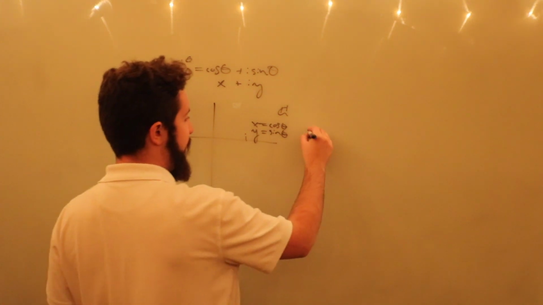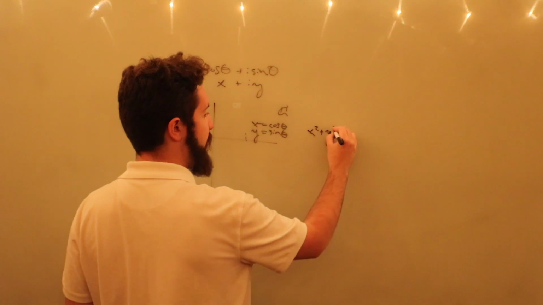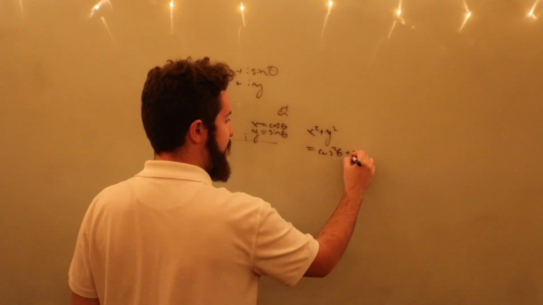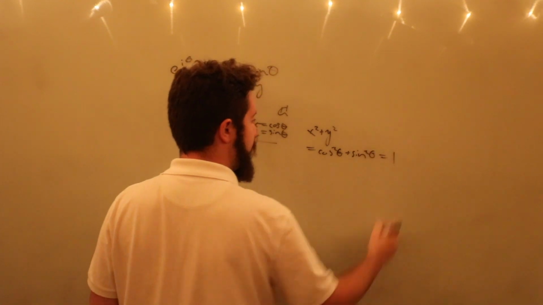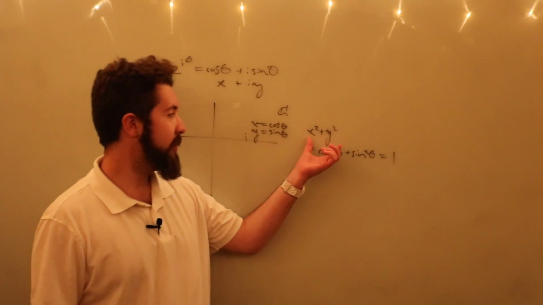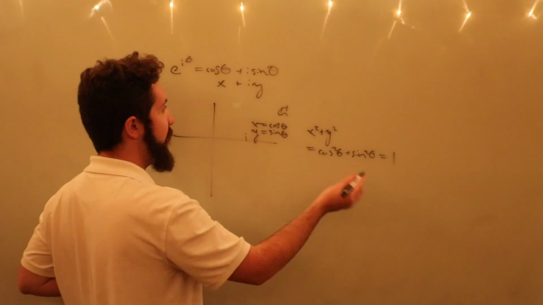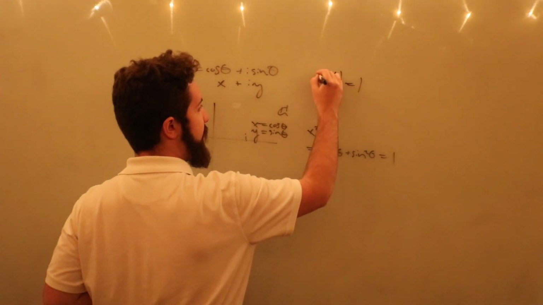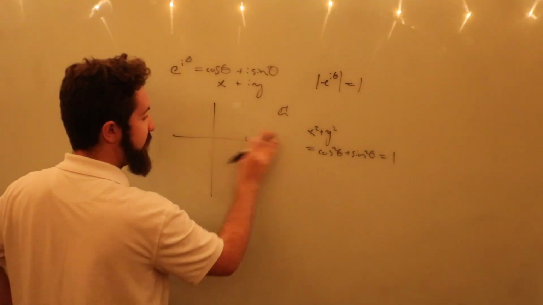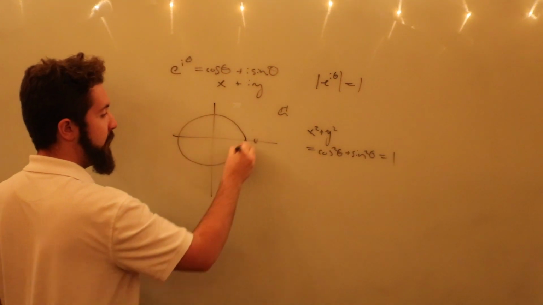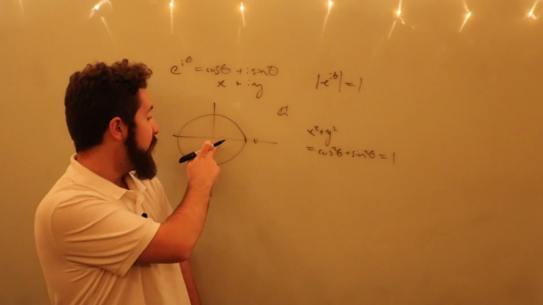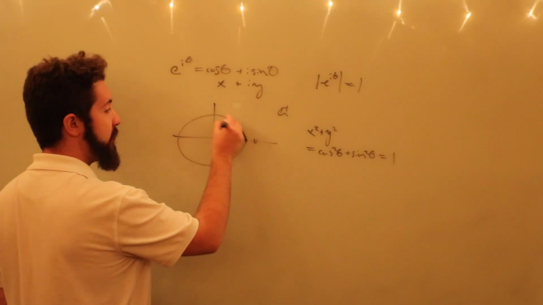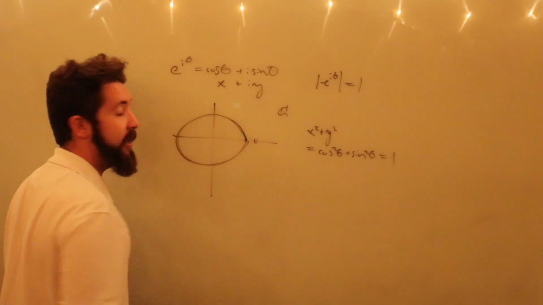Well, wait, this looks familiar. What happens if we take x squared plus y squared? Just humor me. It is equal to cosine squared theta plus sine squared theta, which is equal to 1. Thus, this is the magnitude, by the way, of this number. e to the i theta has magnitude equal to 1, which means it is none other than the set of points which are exactly distance 1 from the origin in the complex plane, or the unit circle. How do you like that?